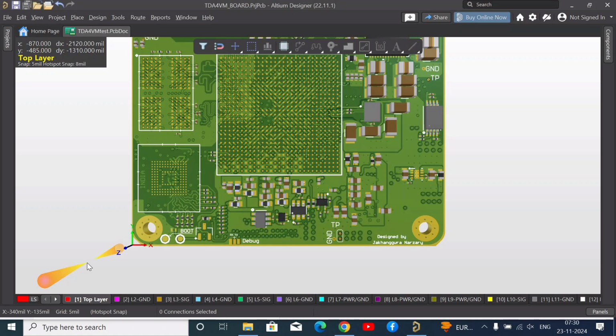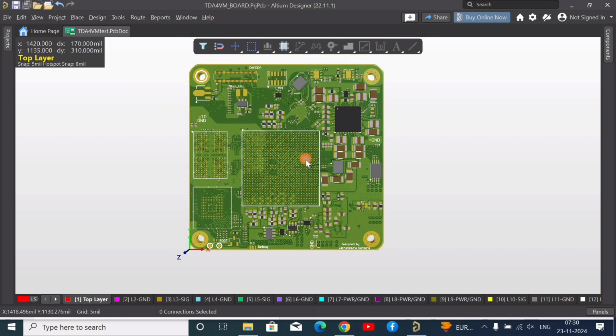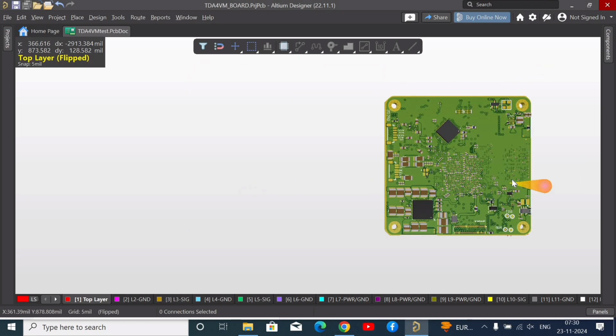After so long, I'm making this video just to walk you through the design of this very complicated Android board. So this is the 3D view of the board that I designed, and we can also flip it over. So this is the bottom side.